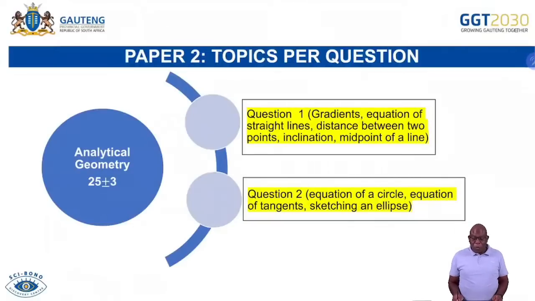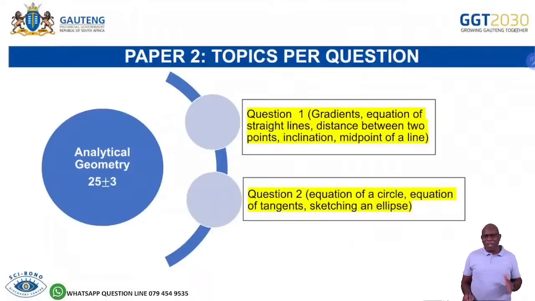Now paper 2, topic spec question. In analytical geometry, you're going to have plus minus 25 marks. So the marks will range between 22, 23, 24, 25. And in question 1, these are the things that you must expect.